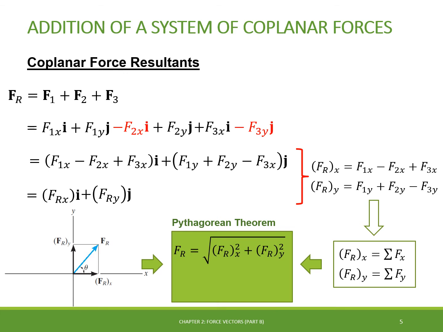Also, we can specify the direction of the resultant force through the angle theta using simple trigonometry, which is given by the arctangent of the magnitude of the y component of the resultant force divided by the magnitude of the x component of the resultant force.